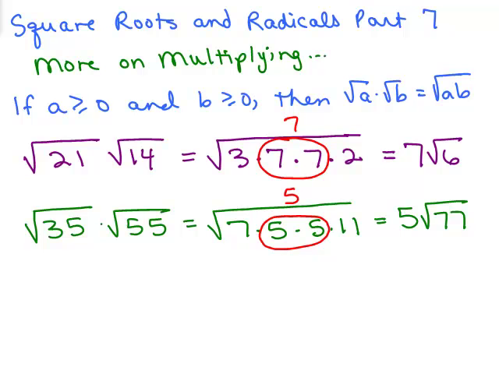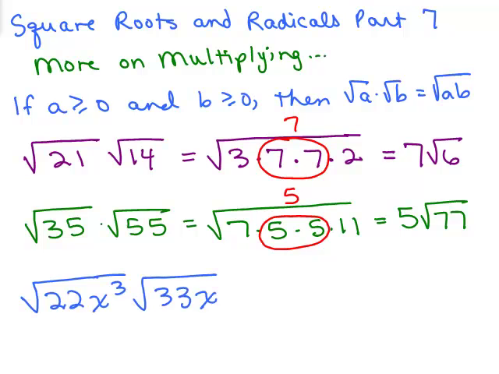This also works if you have something with variables. For instance, the square root of 22x cubed times the square root of 33x. So first I'm going to deal with the number parts. The common factor in both 22 and 33 is 11. So how about I write 22 as 2 times 11, and 33 as 11 times 3. And now I've got x cubed times x. That'll give me an x to the 4th, which is a perfect square.